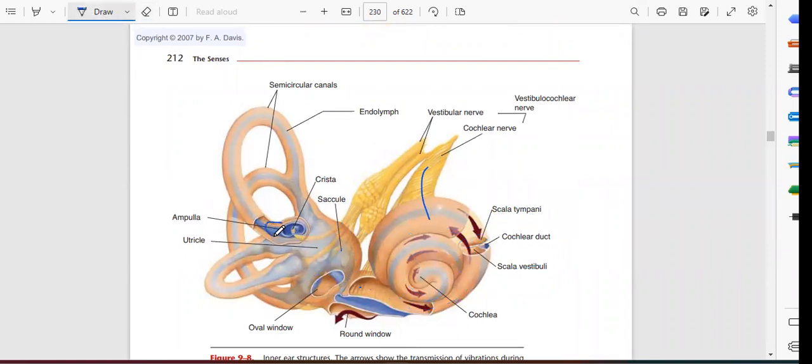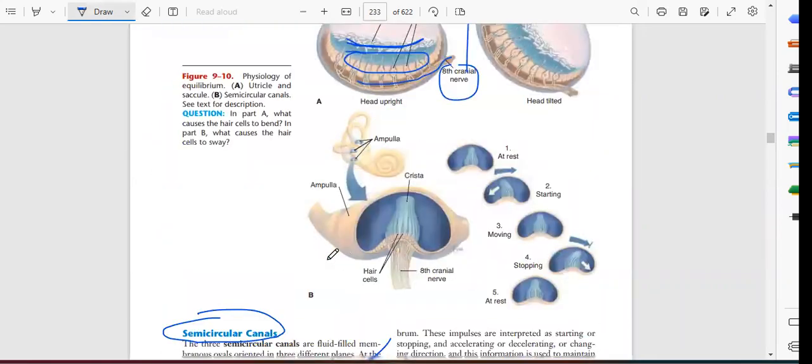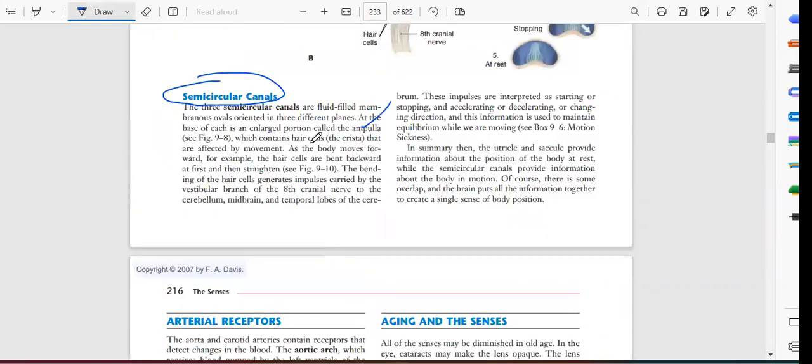This is the ampulla. Okay. Already we talked about the utricle, saccule, and vestibule. Now we'll talk about the ampulla. The ampulla has three semicircular canals, which contain hair cells.